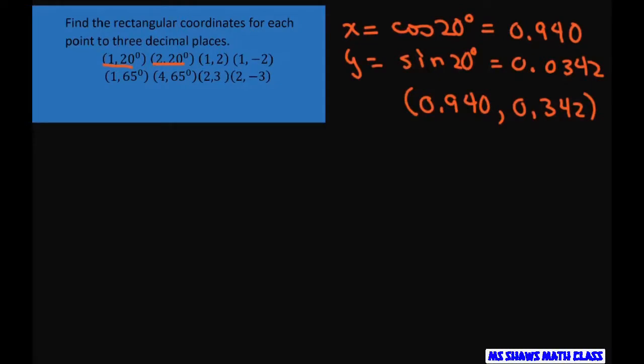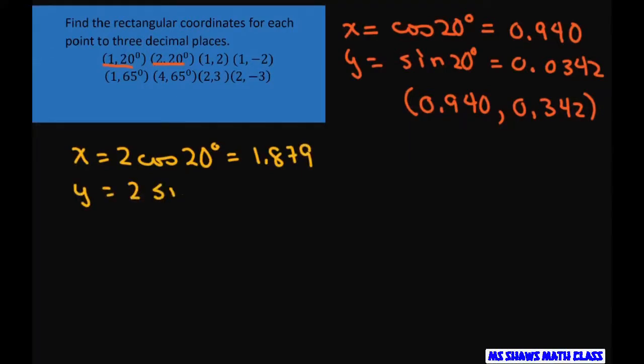Okay, the next one, we have x equals 2 cosine of 20, and that's going to equal 1.879, and y equals 2 sine of 20, and that equals 0.684. So the ordered pair is 1.879 and 0.684.